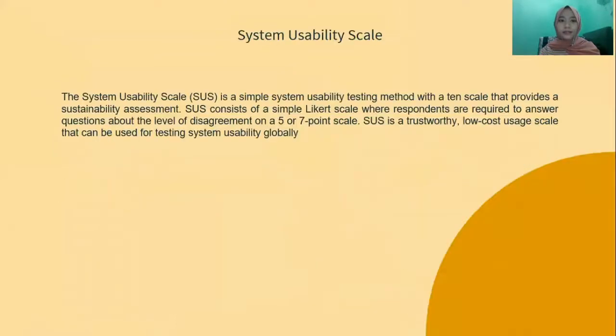For testing, System Usability Scale. The System Usability Scale, or SUS, is a simple system usability testing method with a 10-item scale that provides a sustainability assessment. SUS consists of a simple Likert scale where respondents are required to answer a question about their level of agreement or disagreement on a 5 or 7 point scale. SUS is a trustworthy, low-cost usage scale that can be used for testing system usability globally.